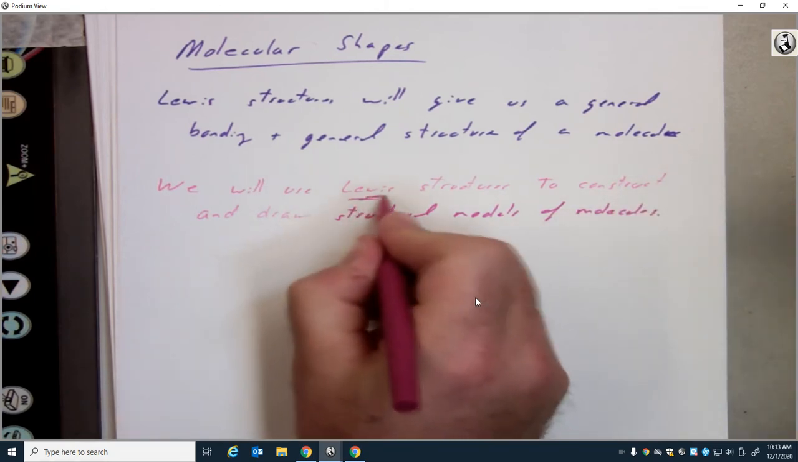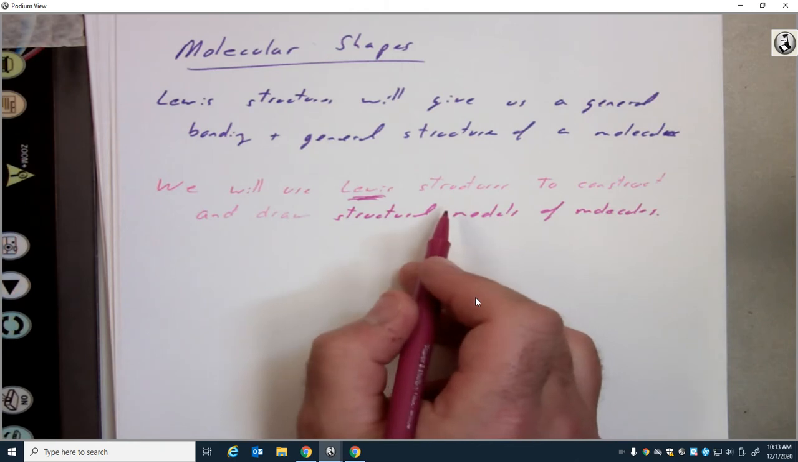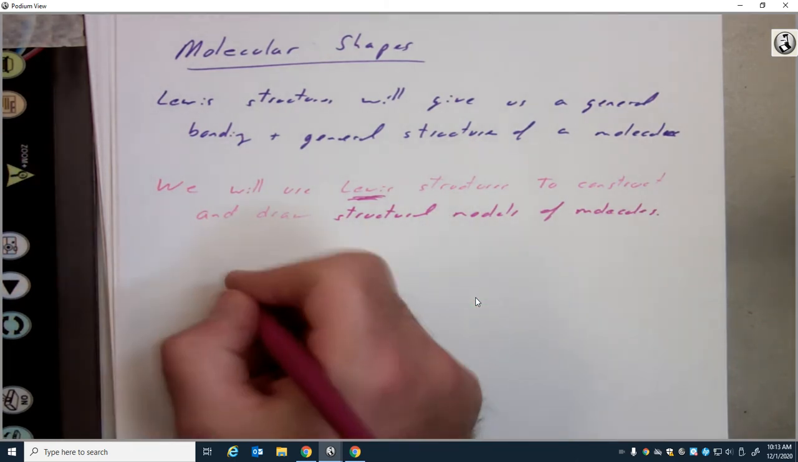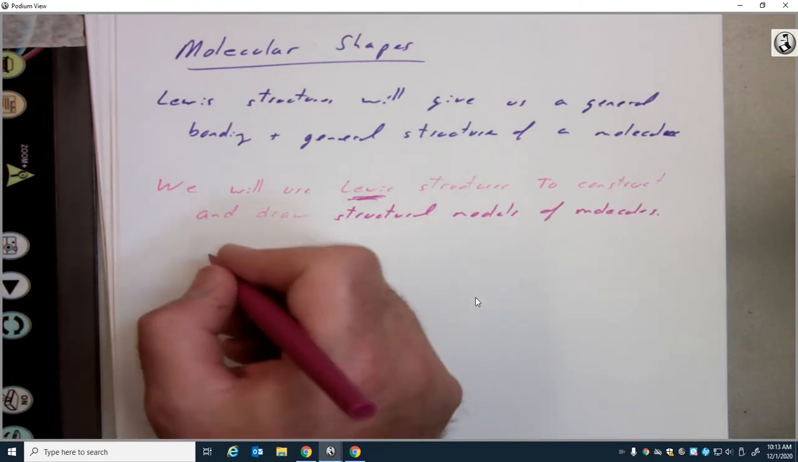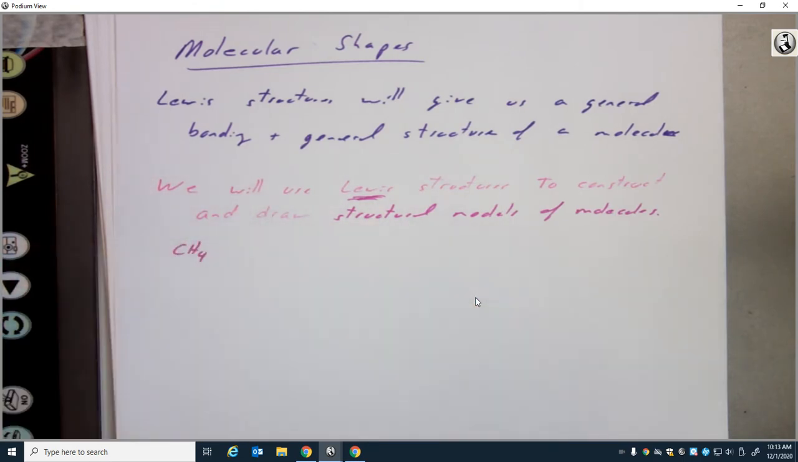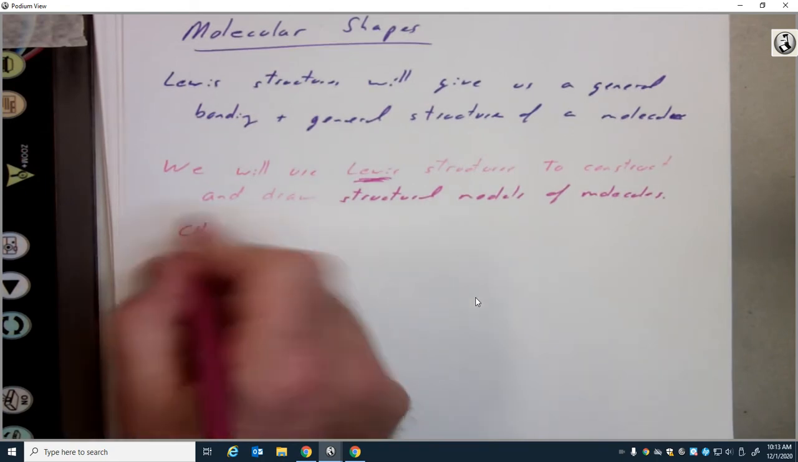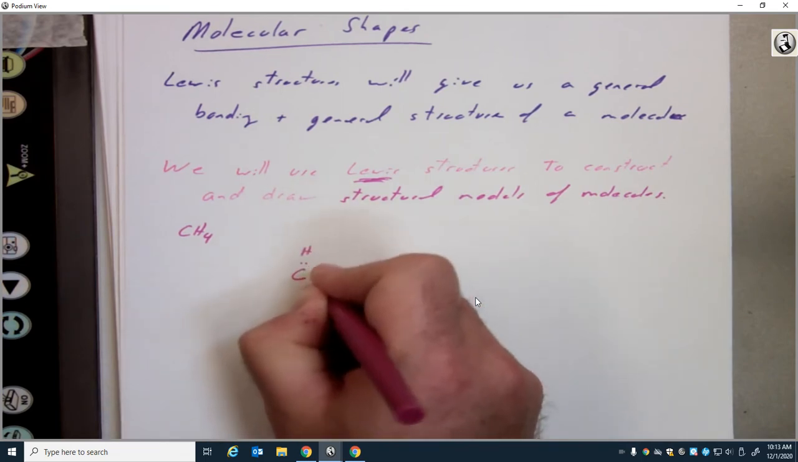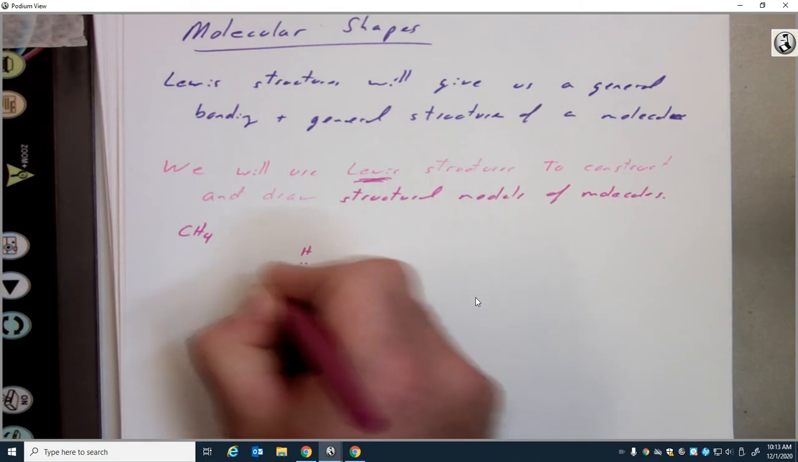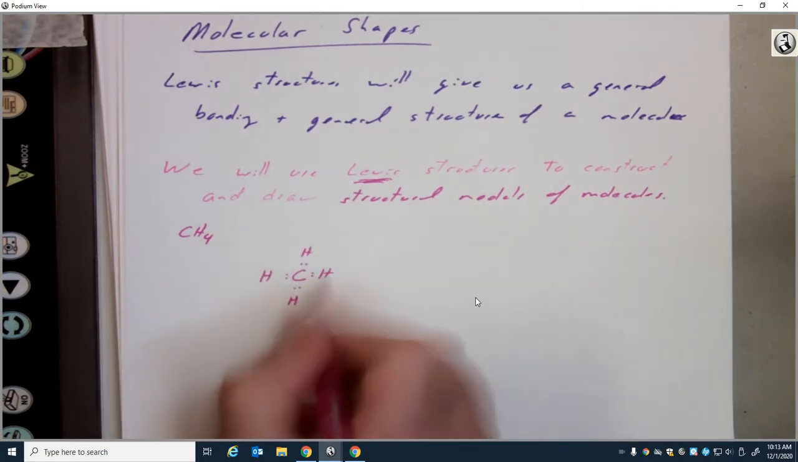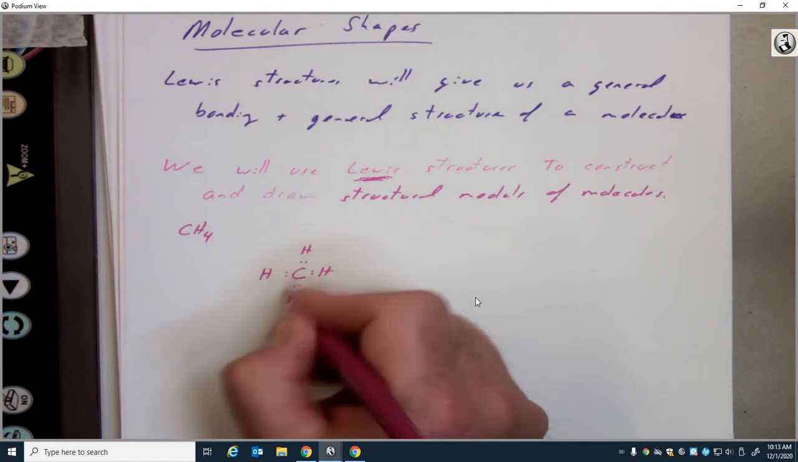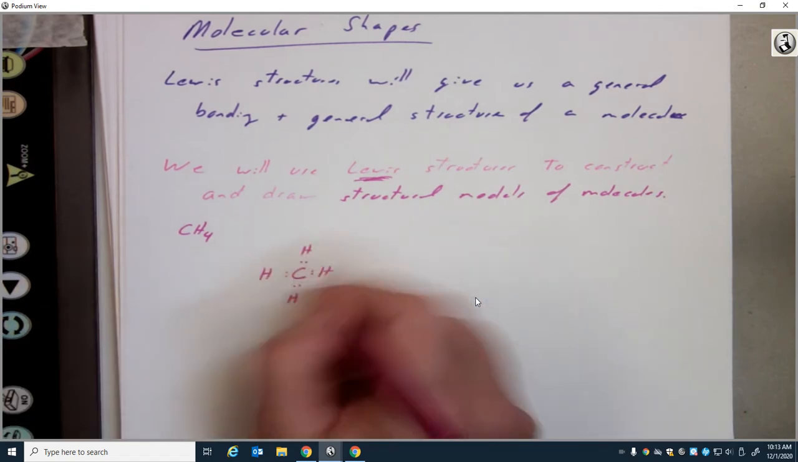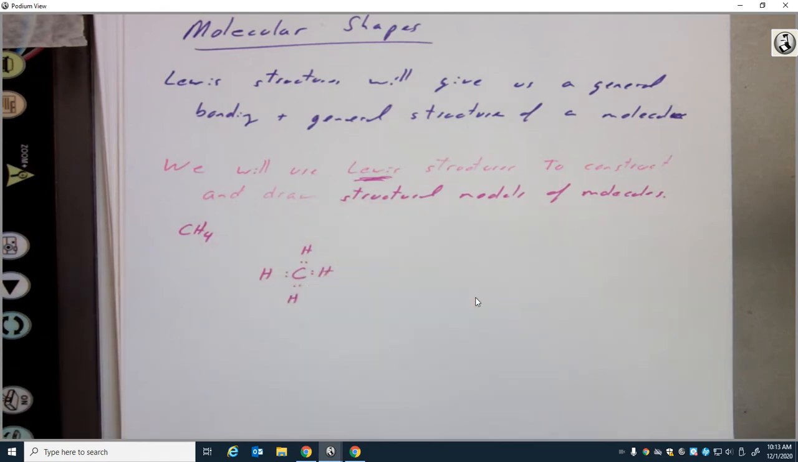Okay, I want to stress that you have to start with the dot diagram before you can draw these structural models. So let's say we want to draw, I don't know, methane, CH4. The first thing we need to know is what these bonds look like. When we draw the dot diagram, we get something like this. Now, this is the dot diagram. It doesn't have any dashes yet. So this is our Lewis structure. Now, once we have this Lewis structure drawn, we can draw the structural formula.